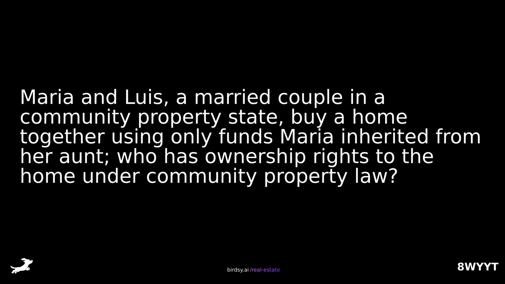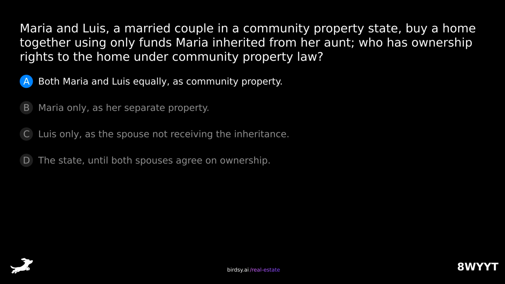Maria and Luis, a married couple in a community property state, buy a home together using only funds Maria inherited from her aunt. Who has ownership rights to the home under community property law? Is it A, both Maria and Luis equally as community property? B, Maria only as her separate property? C, Luis only as the spouse not receiving the inheritance? Or D, the state until both spouses agree on ownership?